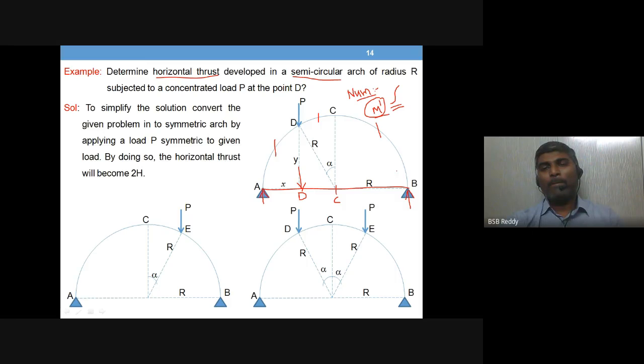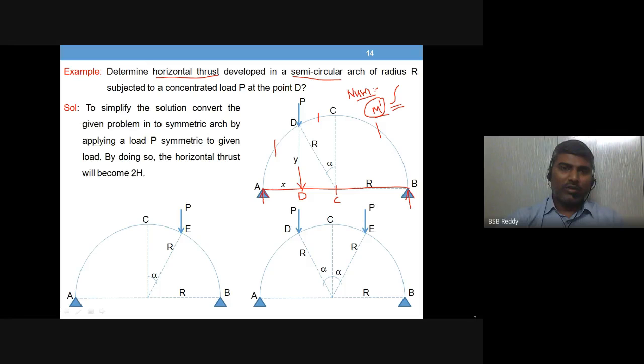Now, instead of doing that, if you think a little differently, convert the given problem into a symmetric case if it is possible. Otherwise, you have to work it out by writing three moment equations. It's inevitable, right? So we try to convert this to a symmetric problem. Let us try that.